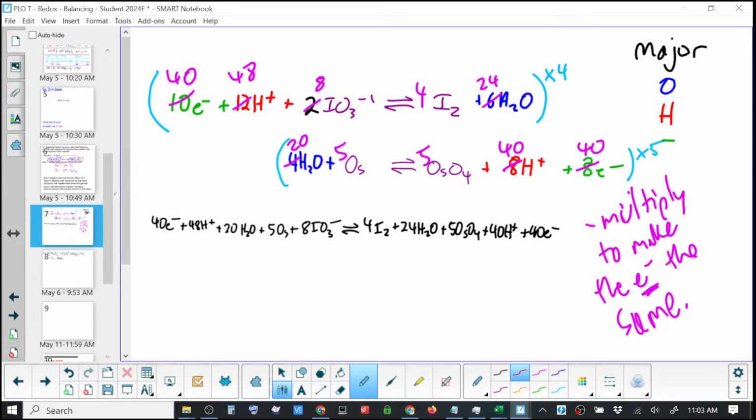So I put everything in there, but now we can see that these 40 electrons completely cancel. And I'll normally give you an example that isn't quite that messy, but we can see that, oh look, there's waters on both sides, so we can get rid of those. You want it as simple as possible.